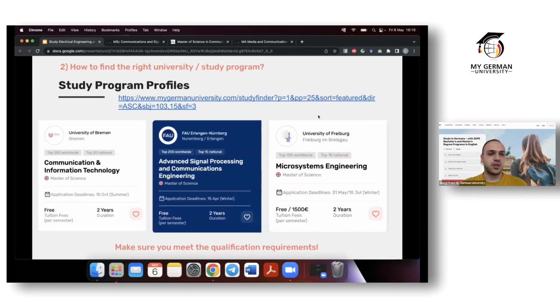Last but not least, just a quick suggestion from my side. Once again, when you are searching for a program, sometimes students are really strict in terms of wording when they try to find the program.